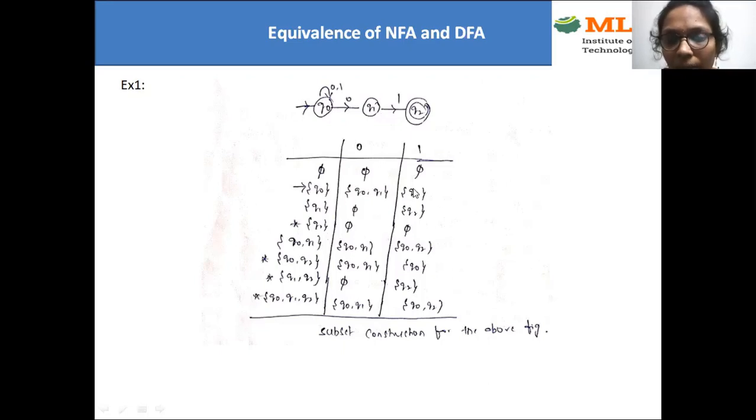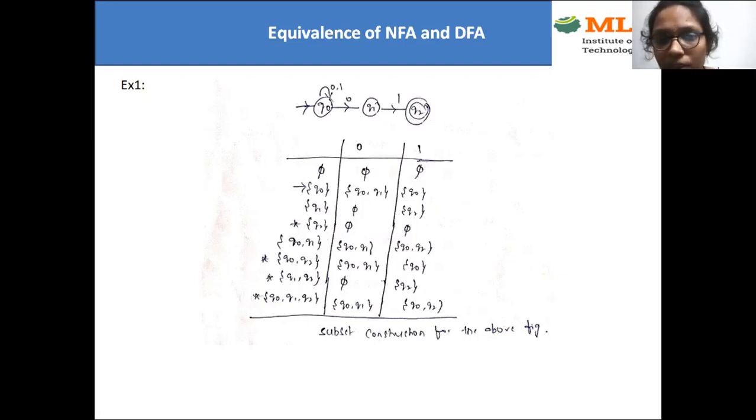We have only one. But we don't know whether we have one destination or multiple destinations. That's why I'm taking each and every value as a set only. And coming to Q1, Q1 on 0 goes to nothing. There is no state, so I'm keeping it as phi. Q1 on 1 goes to Q2. But for Q2, there is no outgoing path. On 0, it is not going anywhere. On 1 also, it is not going anywhere. That's why I'm keeping phi. So this is the original diagram.